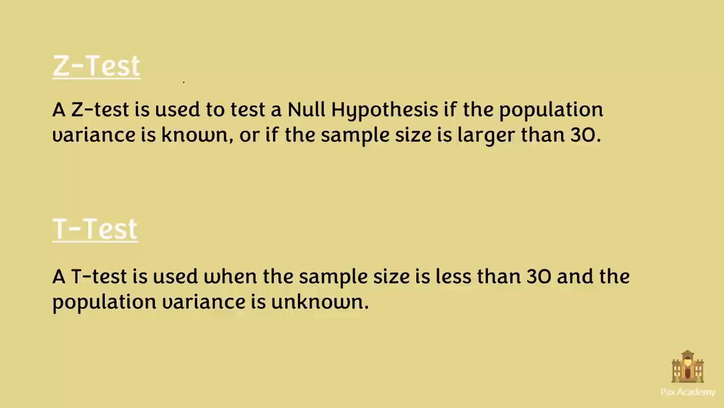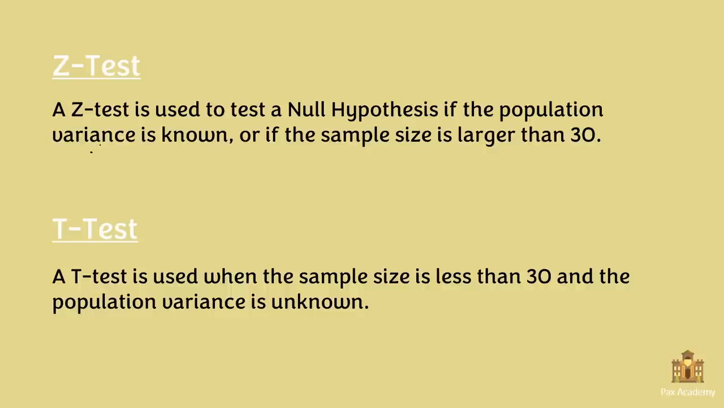Let's look at the z-test and the t-test in hypothesis testing. So the first thing to have clear in our minds is when to use which. The z-test is used to test a null hypothesis if the population variance is known or if the sample size is larger than 30.